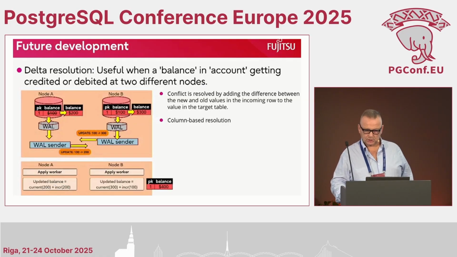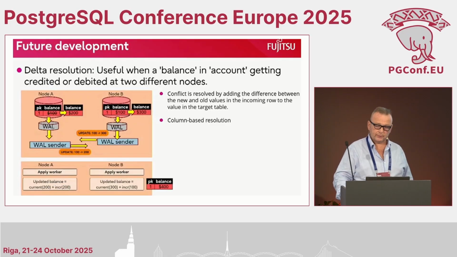So again, still under design, we see a potential new conflict resolver called Delta resolution. And this conflict resolver could be useful when two different nodes update a row with two different values. In this example, a user on node B updates the balance field from $100 to $300. And at the same time, another user on node A updates the same field from 100 to 200. And if we use a time-based resolution, then the result will either be $200 or $300.